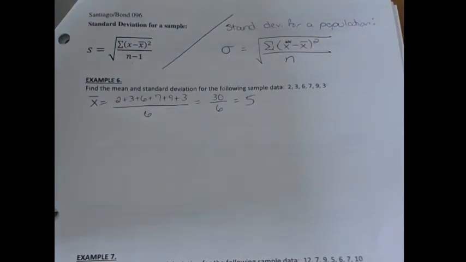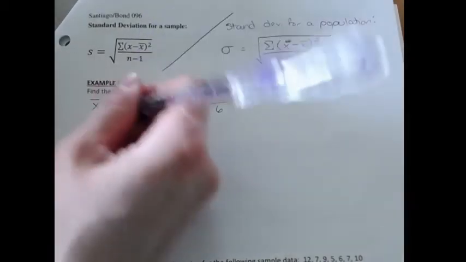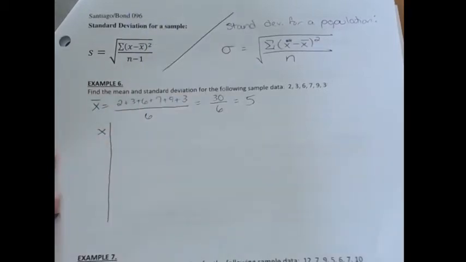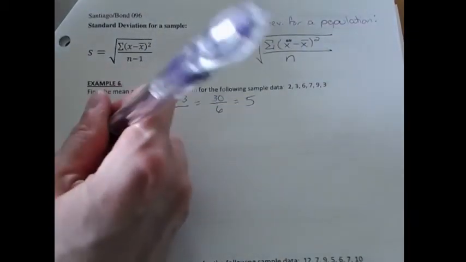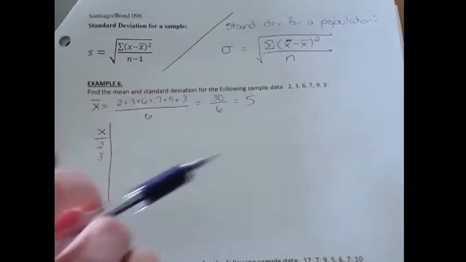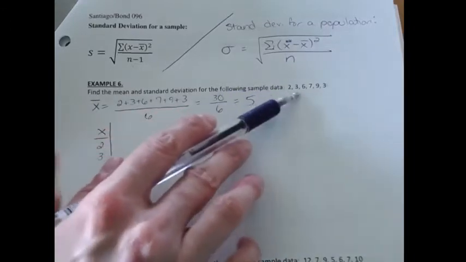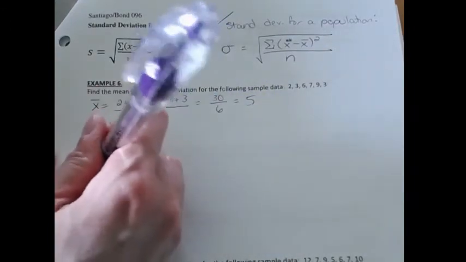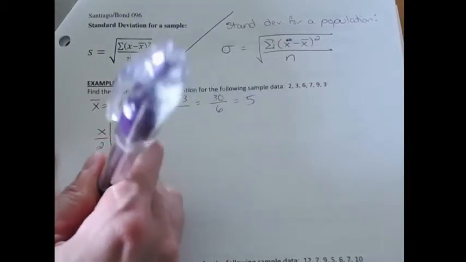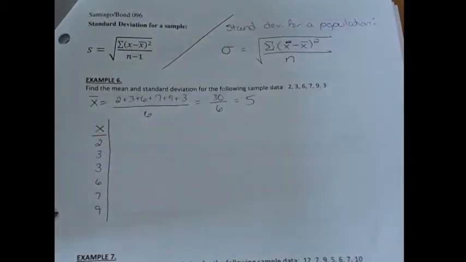Next, because we want to calculate standard deviation by hand, what I'd like to do is walk you through a process that you can use to help you find the standard deviation for any set of data. We're going to start off by constructing a chart. So our first column is simply going to be our x values, our raw data values. In this case they are 2, 3, and if you want, we could write this in order. So 2, 3, 3, 6, 7, 9. We can start there.